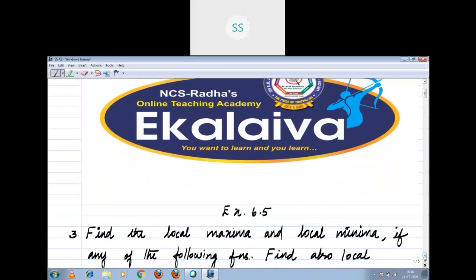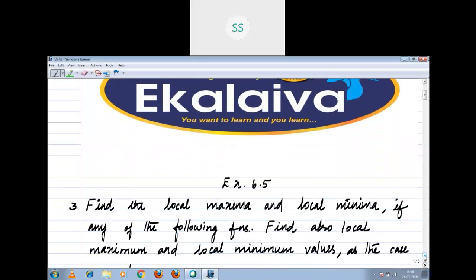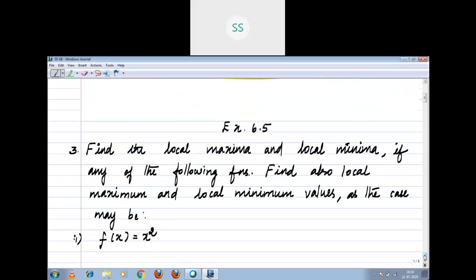See, find the local maxima and local minima, if any, of the following function. Find also local maximum and local minimum value, right? First you should find out whether it is local maxima or minima. Then you should find out the value of local maximum and local minimum. First step, you have to listen carefully, children. You want to do the differentiation, right? Now, solution.